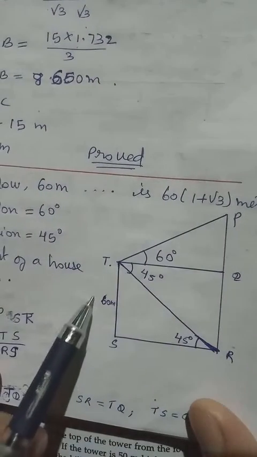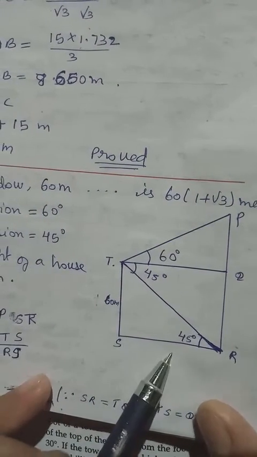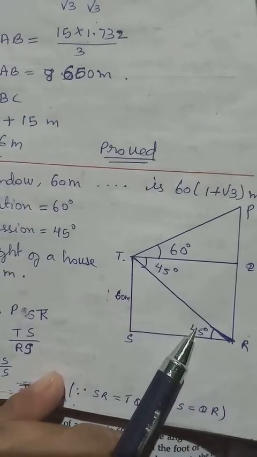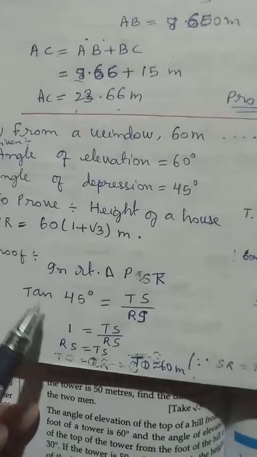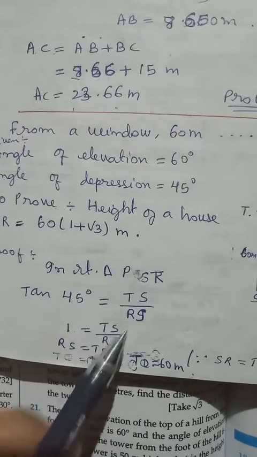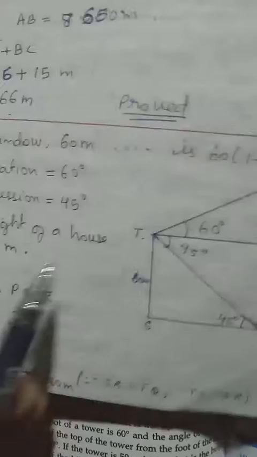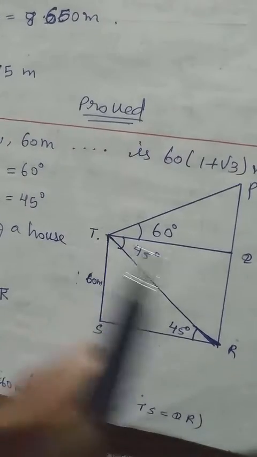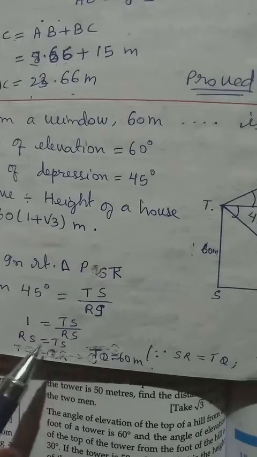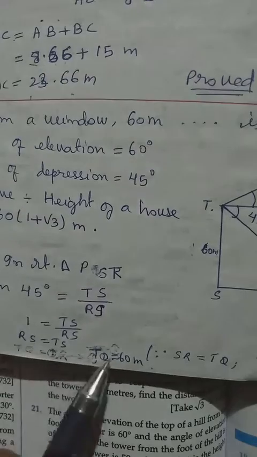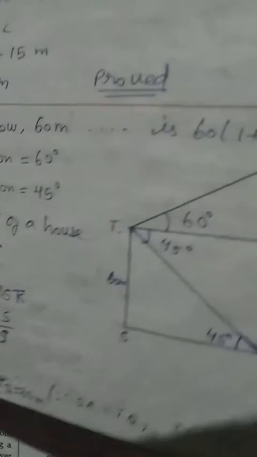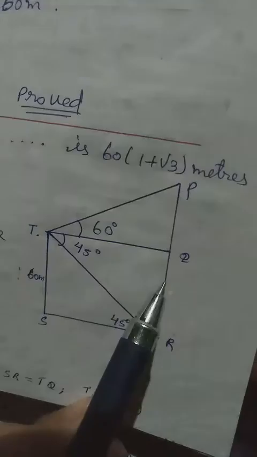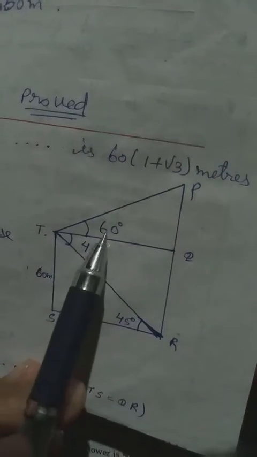After drawing properly, now we know this perpendicular, and we have to find the base. So we use tan 45, which is TS by SR. Tan 45 we know is 1, and TS is already given as 60. If we look at the figure, SR is the same as TQ, so in place of RS we can write TQ. So TQ equals TS, which is 60. TQ equals 60 meter.